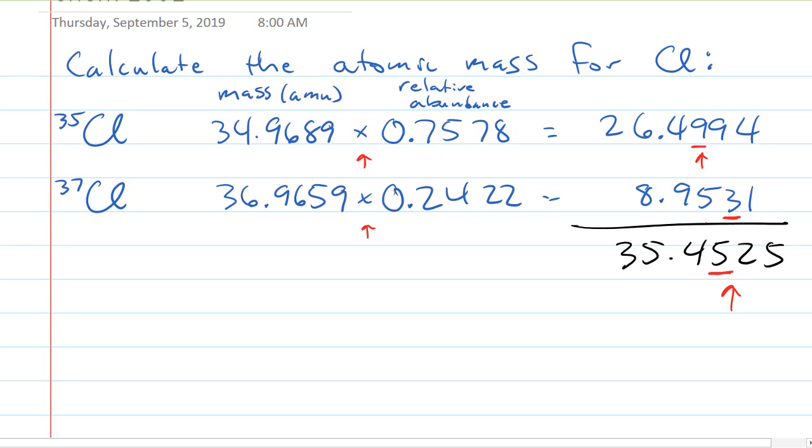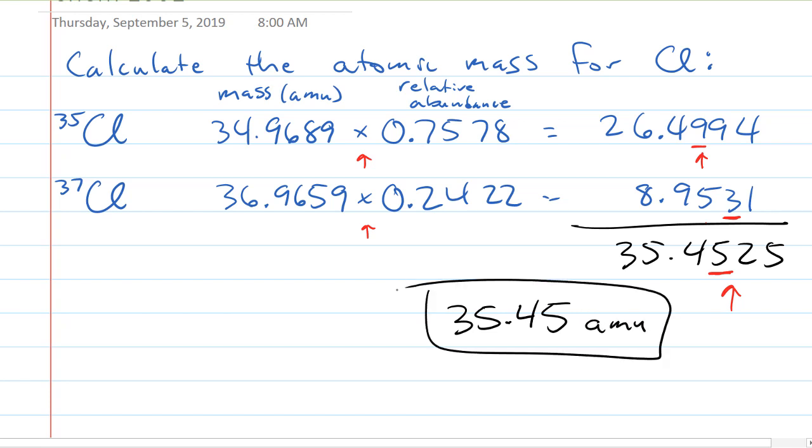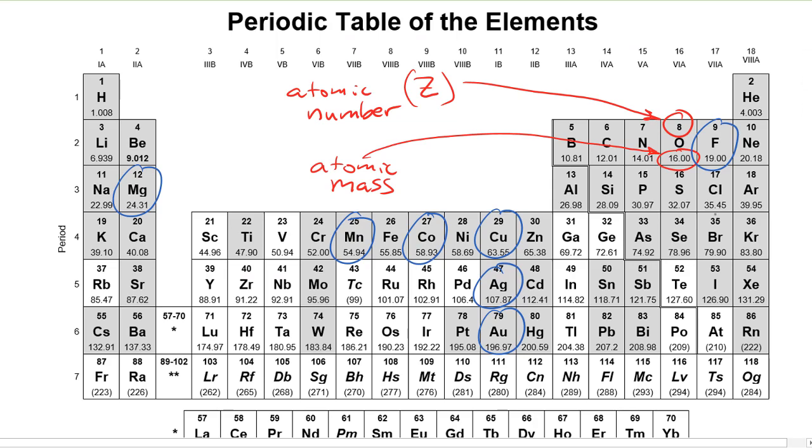Means we're going to round off to this value. That tells us that the atomic mass for chlorine would be 35.45 AMUs. So this here is the atomic mass for chlorine. And if we come back to our periodic table and look at chlorine, we're going to see that the mass here is given as 35.45. And so that's where all of these values in the periodic table come from: a weighted average of all those naturally occurring isotopes of that element.